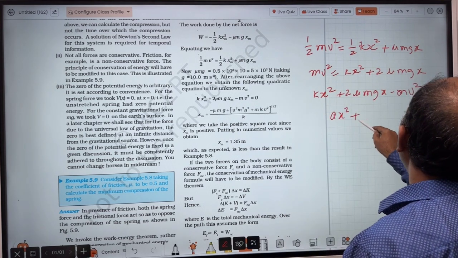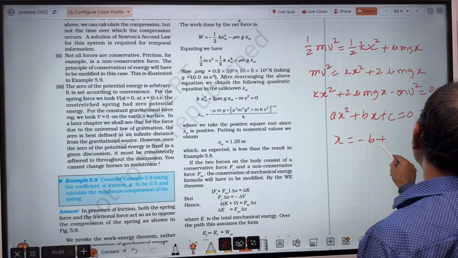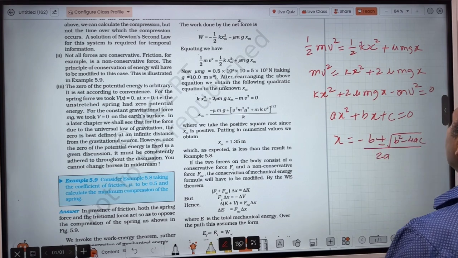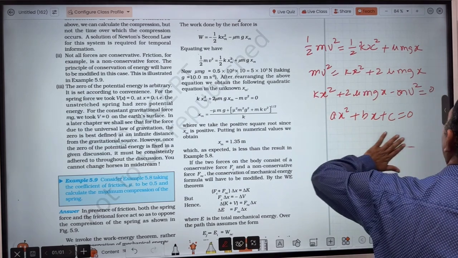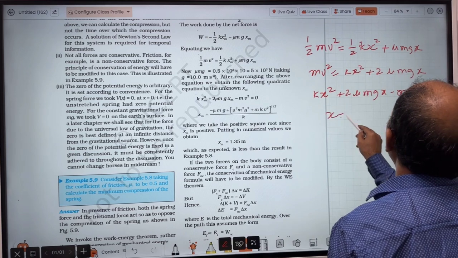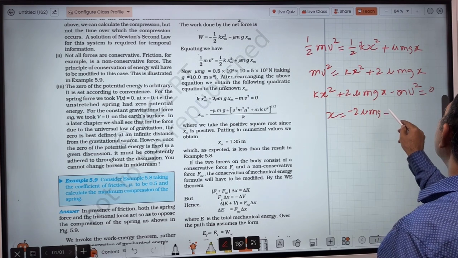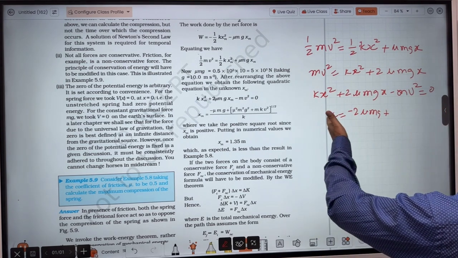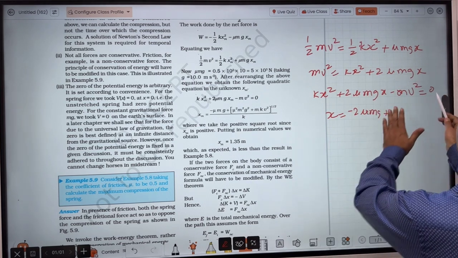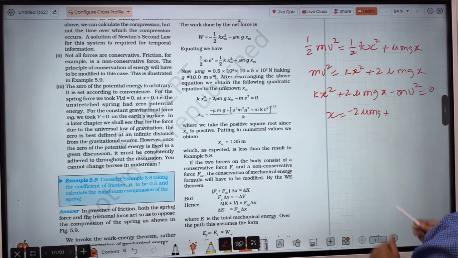If you remember, ax square plus bx plus c equal to 0, so x equal to minus b plus minus root of b square minus 4ac divided by 2a. So the same thing we can apply here. So if we apply the formula, we can get the value of x. So x will be minus b, so negative of 2 mu mg plus minus. If we write minus, then extension has no meaning. So here we will write plus, so that after getting the square root, this value should be larger than this. So the overall value should be positive.